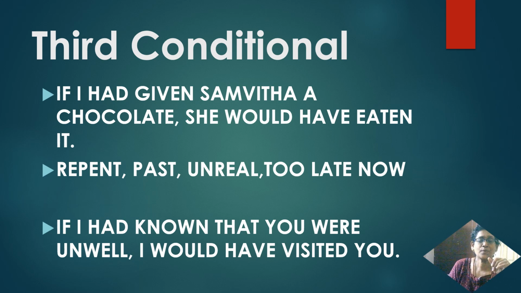Next one. If I had known that you were unwell, I would have visited you. So the person I'm talking about might have been discharged from the hospital. I would not have known that person was unwell. So I'm giving an explanation because I'm repenting. I just wanted to be there for that person, but I was not there. If I had known that you were unwell, I would have visited you. It's too late now because the person is discharged from the hospital.